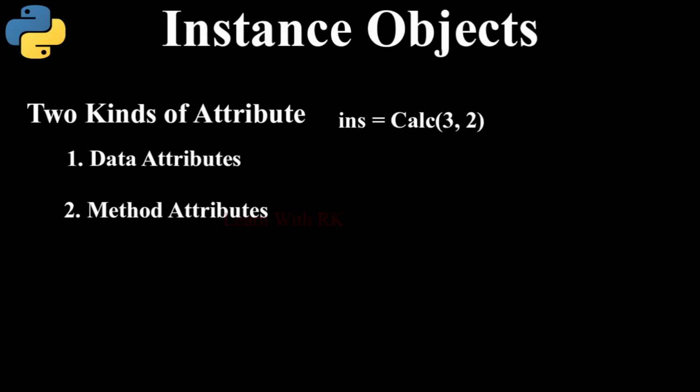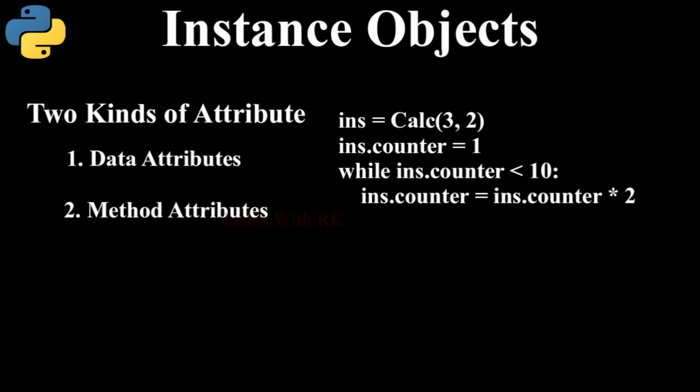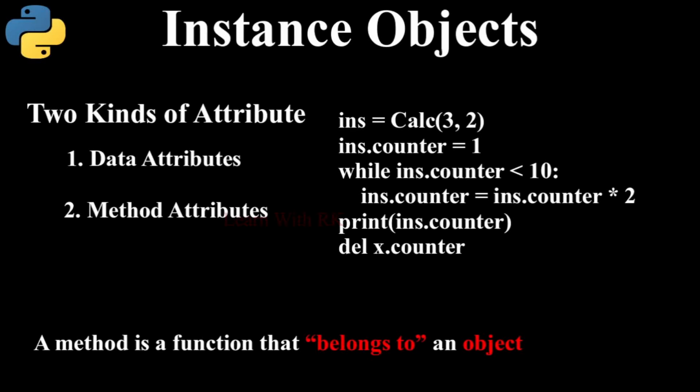Here I have created an instance for the class calc and I am creating a new attribute counter which is not there in the class itself. This is a dynamic attribute and I am doing some calculation on that attribute and then I am deleting the data attribute. So the data attribute can be created dynamically on the instance objects. So what is a method? A method is a function that belongs to an object.